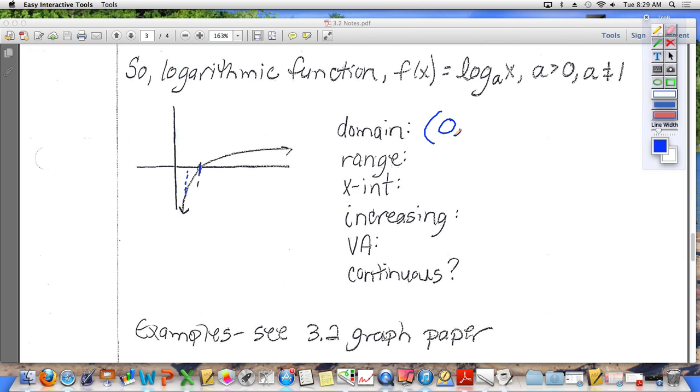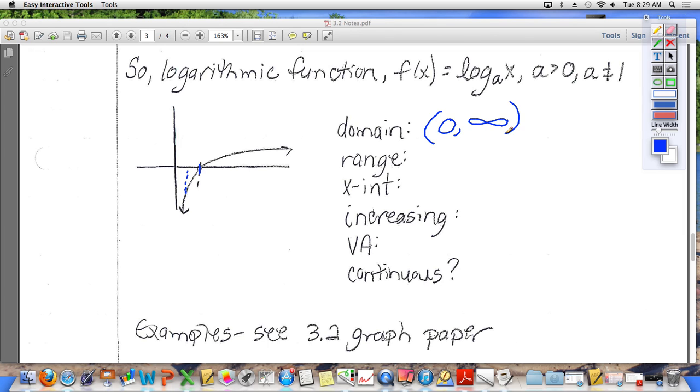So anything from 0 all the way to positive infinity, and then of course you always put a parenthesis with positive infinity, or with any infinity actually. What about the range? Is it from negative infinity to positive? Yes, it is. The range is from negative infinity to positive infinity.